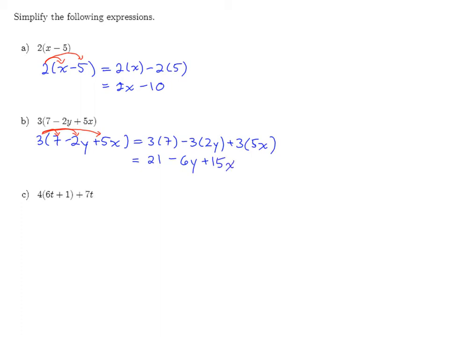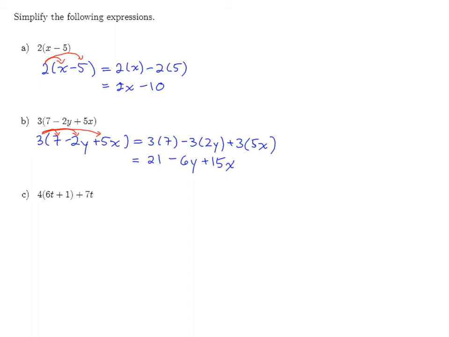So we started with 3 times the quantity of 7 minus 2y plus 5x. We distributed that 3 across to each of those 3 terms. So we had 3 times 7 minus 3 times 2y plus 3 times 5x. And then on our final step, that simplified to 21 minus 6y plus 15x.